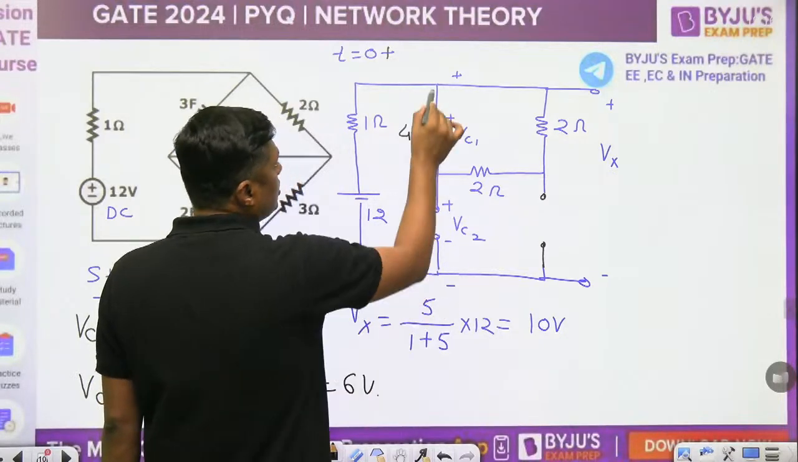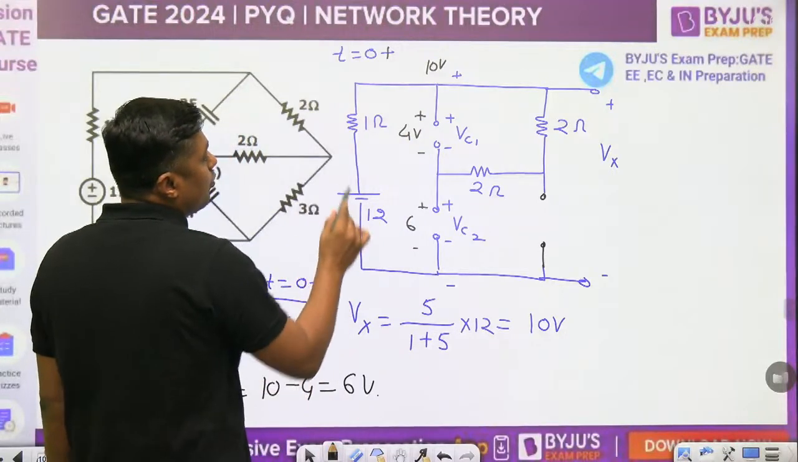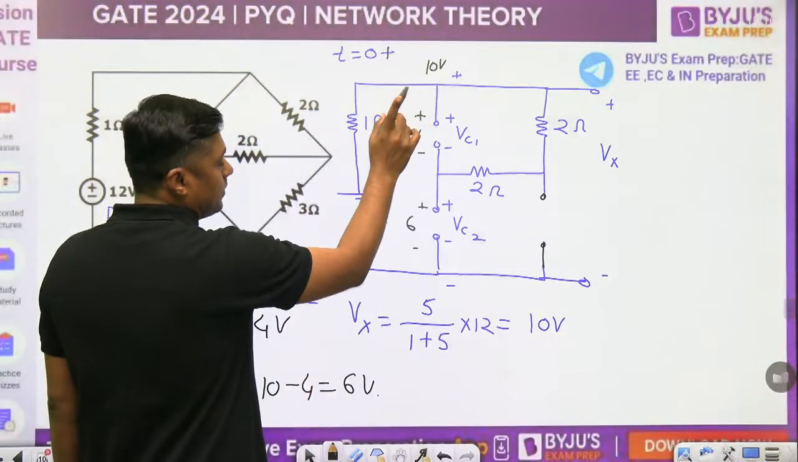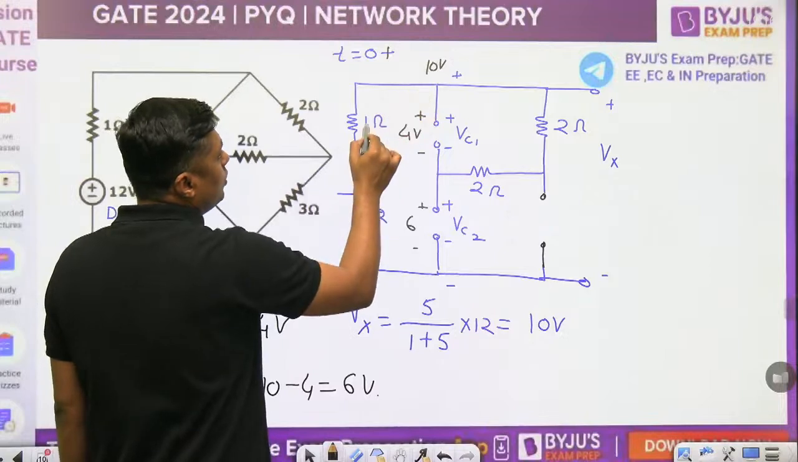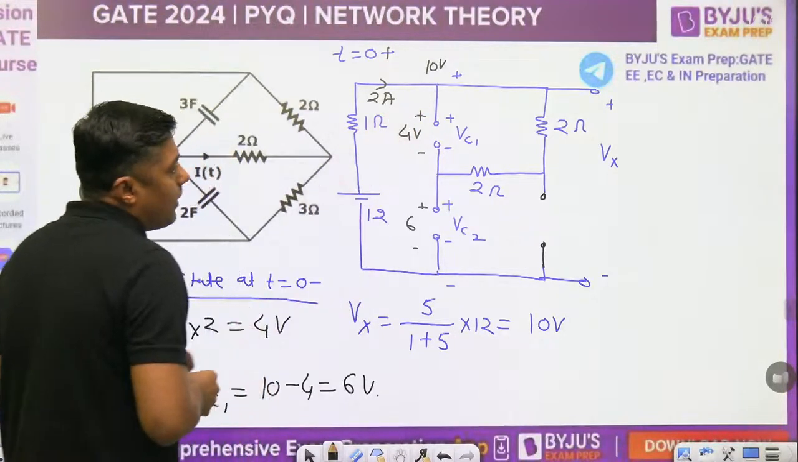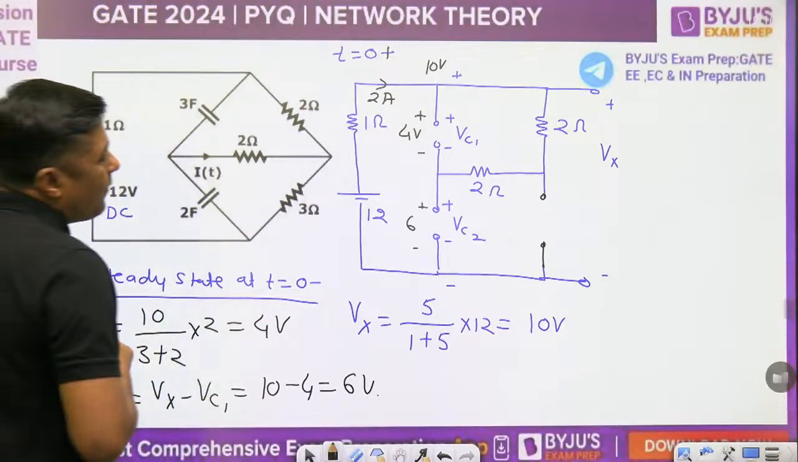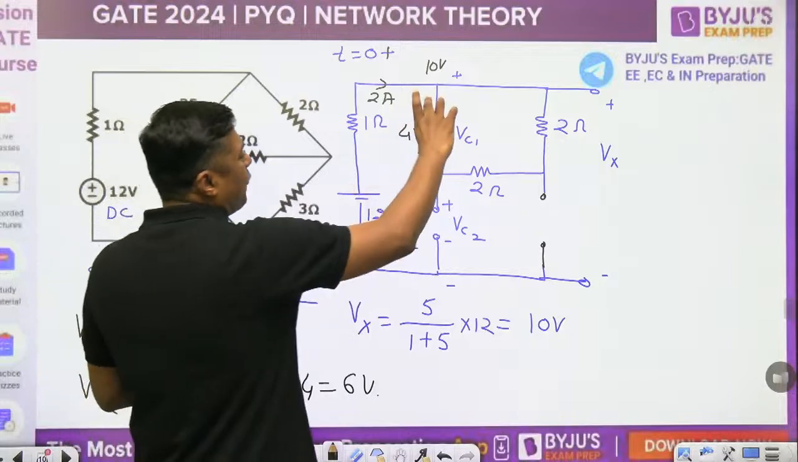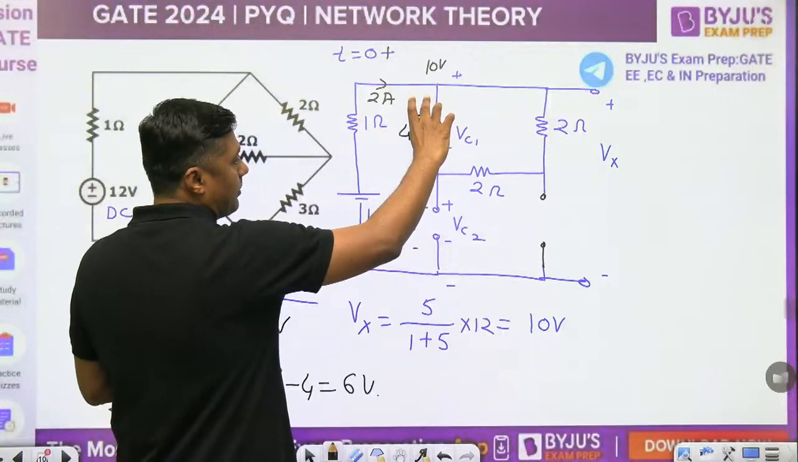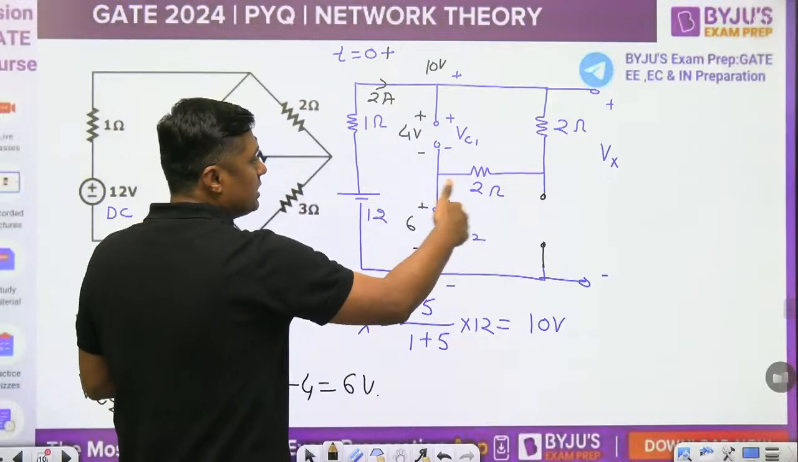From this point to this point, what is the voltage? 10 volt. The source is 12. 12 minus 10 is equal to 2. 2 divided by 1, so 2 ampere current here. 2 ampere current at this point, guys. Now, watch this. This is a 4 volt, right? Remember, this is a 4 volt and this is an open circuit.